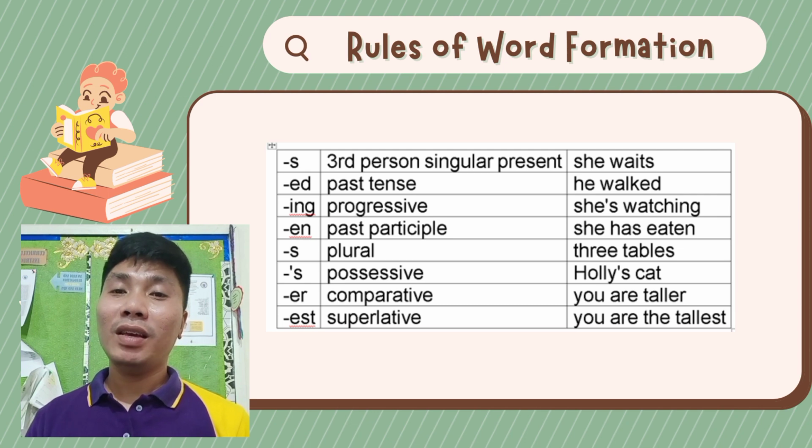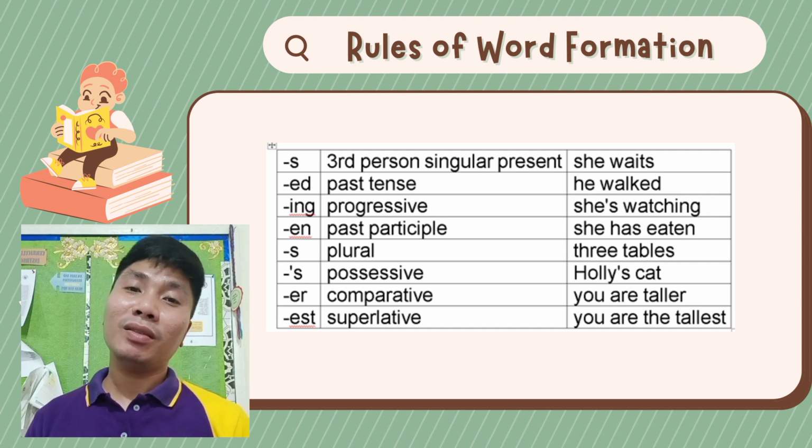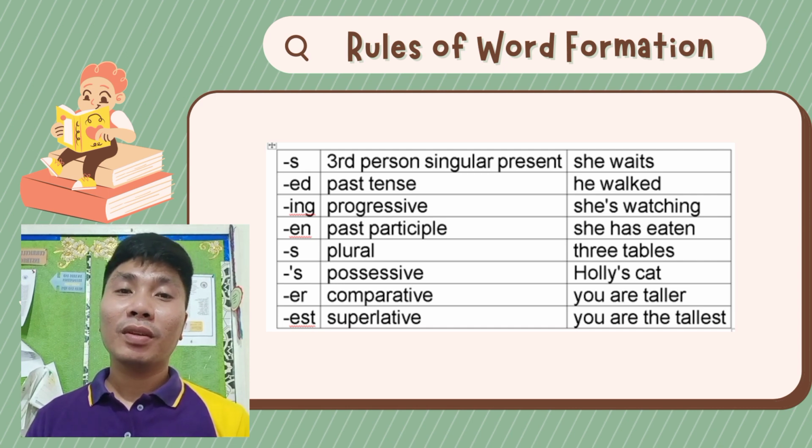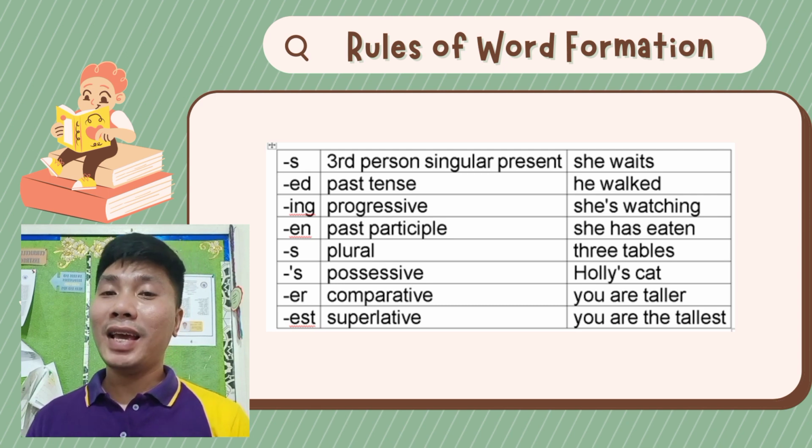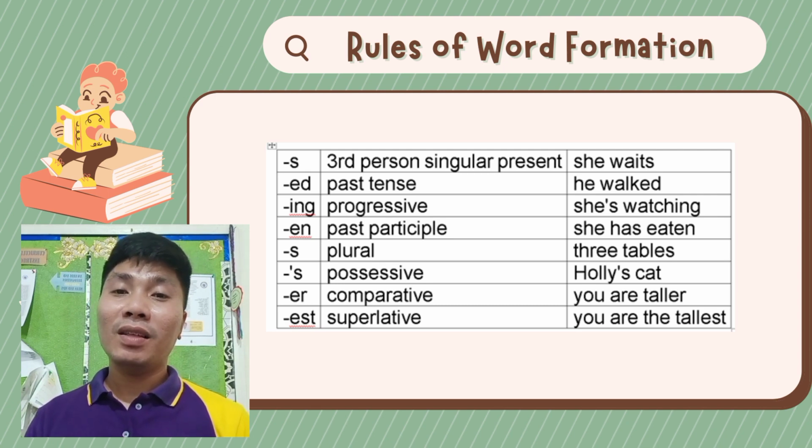Next, we have the -en that indicates past participle tense of a verb. For example, she has eaten. Next, we have another -s that shows plurality of a noun. For example, three tables. Next, we have the -s with an apostrophe that shows possessive or possession.